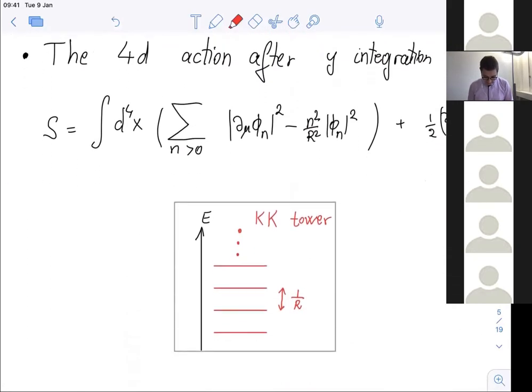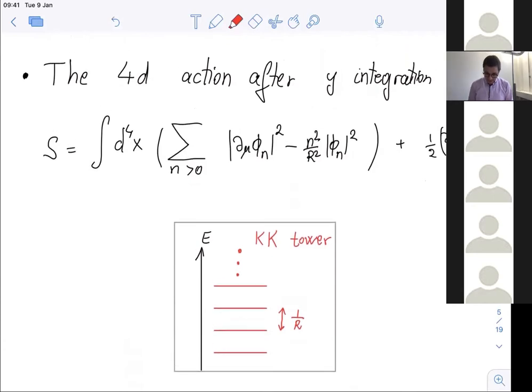So the 4-dimensional action, after we integrate over y, looks like this. We have one real scalar field, which is massless, phi 0. And then we have a tower of complex scalar fields, which are massive, which is this thing here in the bracket. This is called the Kaluza-Klein tower of states. They are separated by 1 over r. So the first excitation has the mass of inverse r. The mass of the KK mode is the inverse r. And then there is a tower of these things.